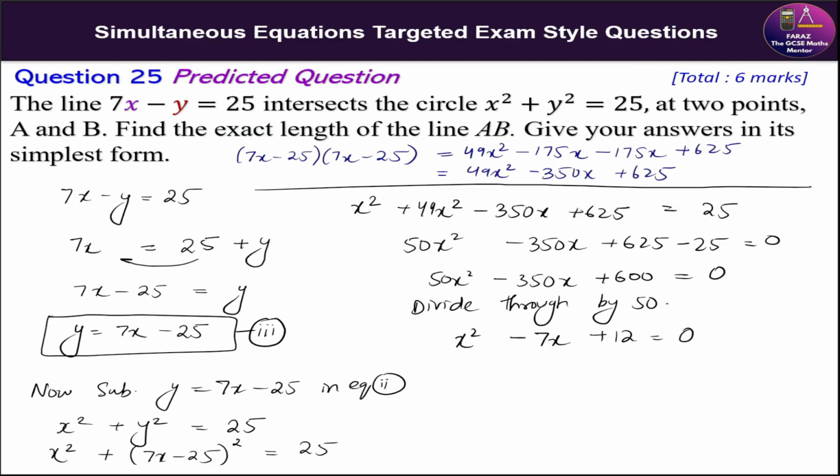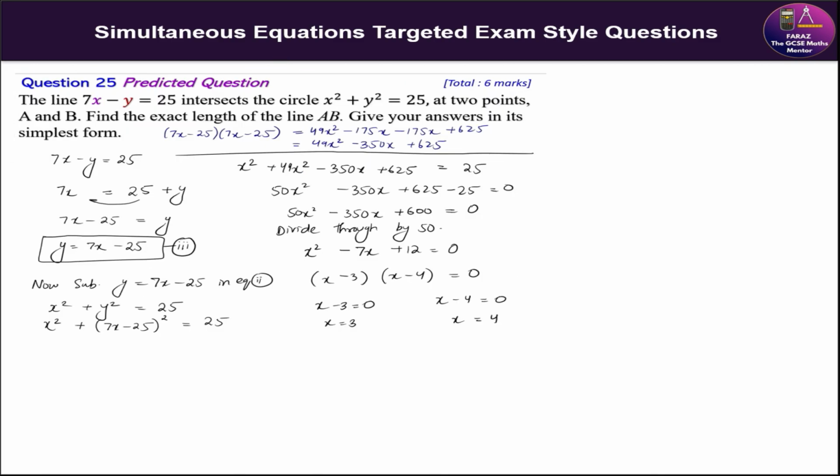Now if you factorize this, that would give you (x minus 3)(x minus 4) equals 0. Negative 3 times negative 4 is positive 12. X into x is x square. Negative 3, negative 4 add up to negative 7x. So therefore, we have x minus 3 equals 0, which means x equals 3, and x minus 4 equals 0, which means x equals 4. Now we need to find the corresponding y values.